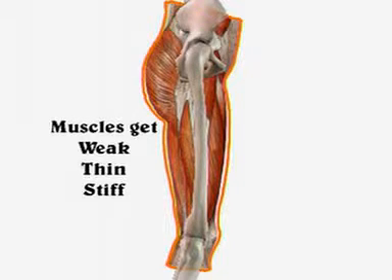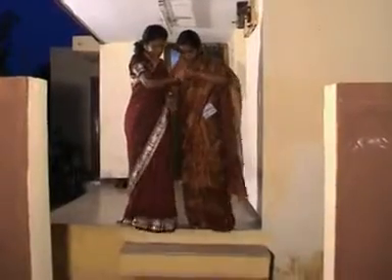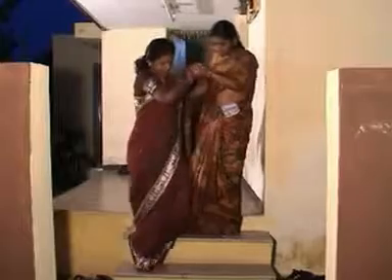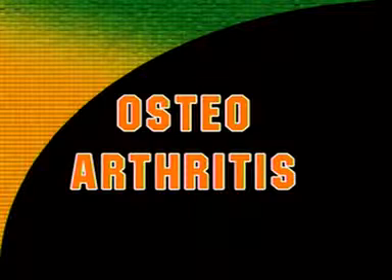With advanced arthritis, the muscles also become weak and stiff, so the movement becomes gradually restricted. So walking becomes more difficult and restricted. There are two groups of arthritis commonly. The first group is osteoarthritis.